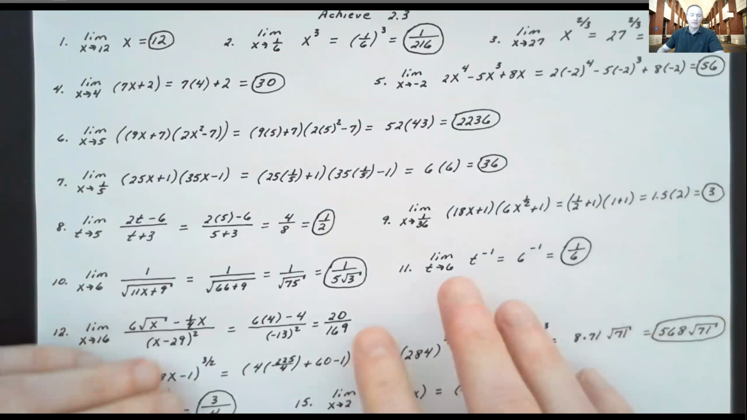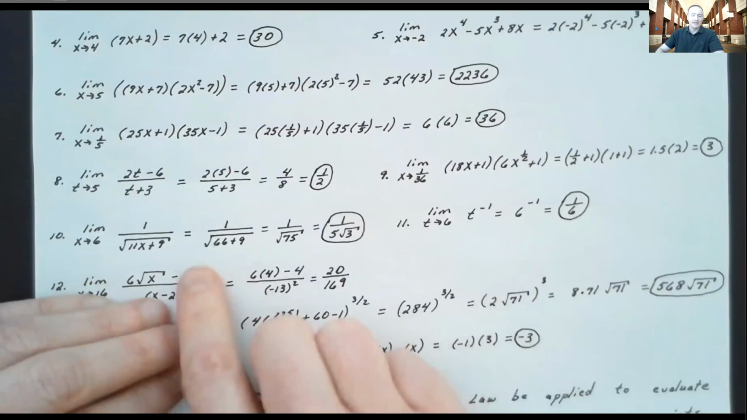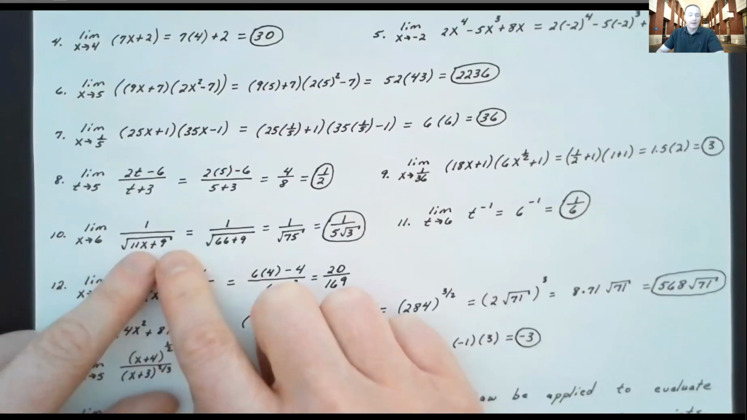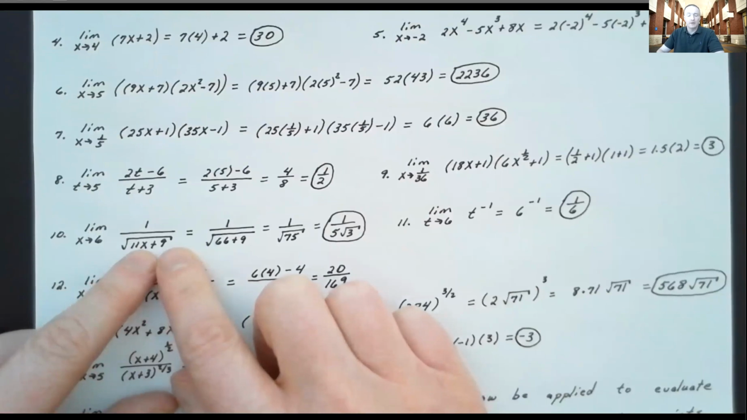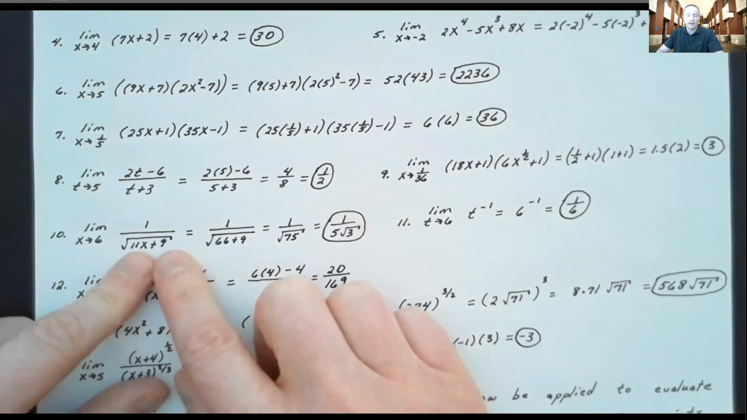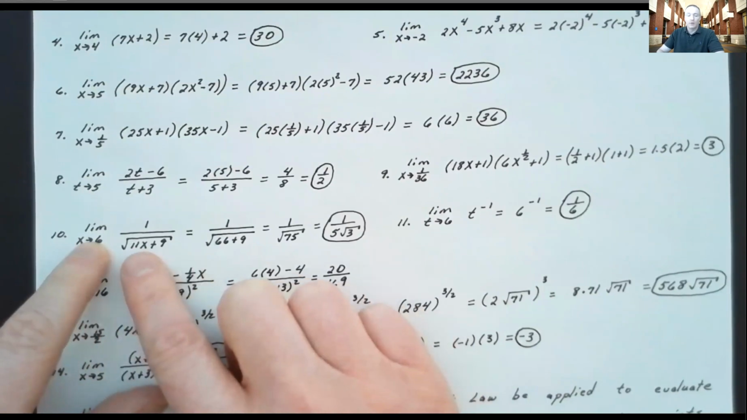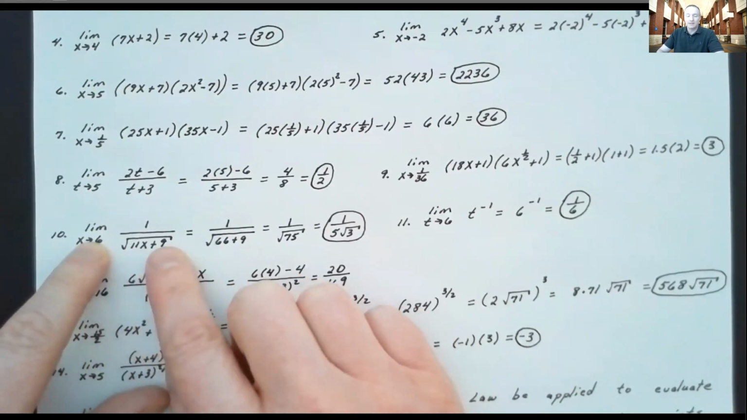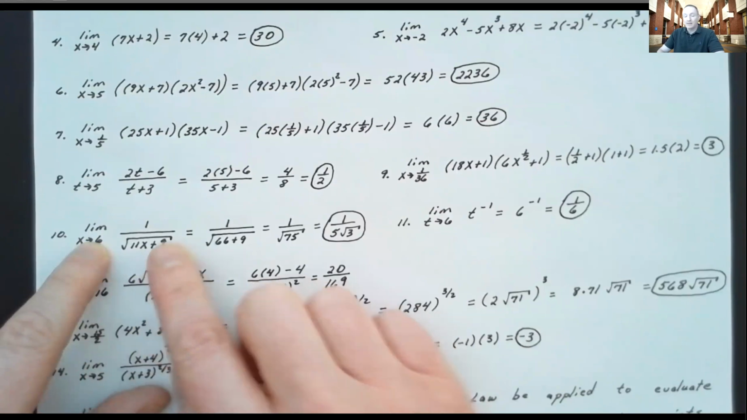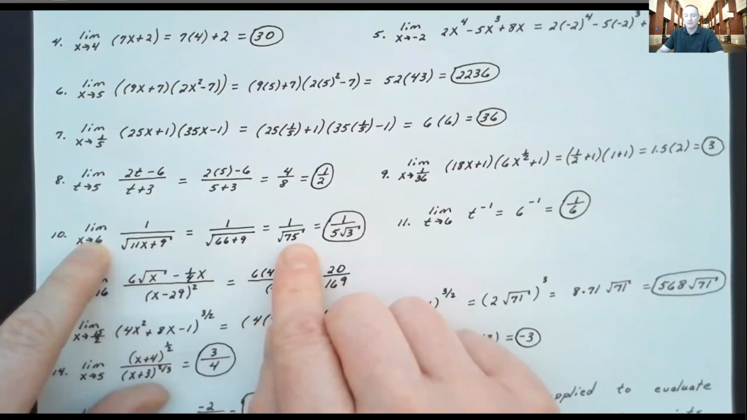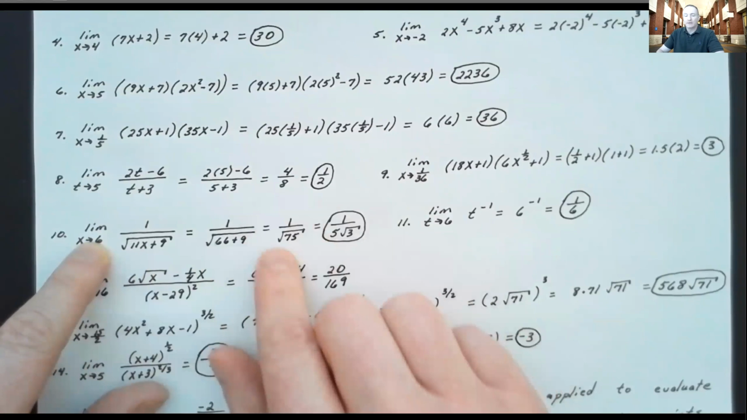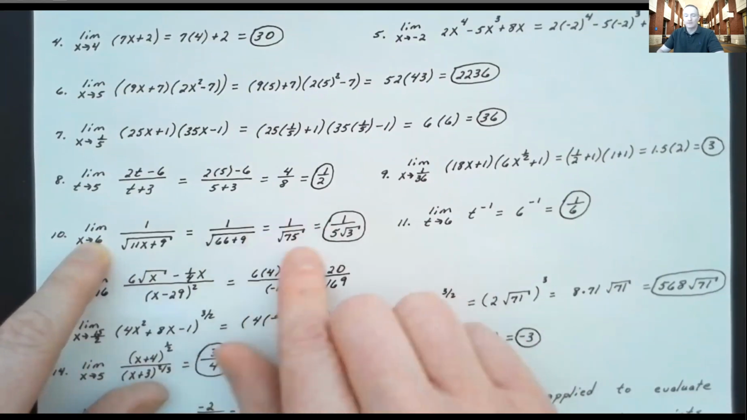So now, if I'm looking at number 10, I have a fraction with a radical in the denominator. I know as long as that denominator is not 0 or a negative inside the radical, this function would exist. So it's going to be fine to plug a 6 in. When I do, I would get 66 plus 9 on the inside. That gave me a 75 inside the radical. I'm betting that Achieve would accept the answer 1 over root 75.